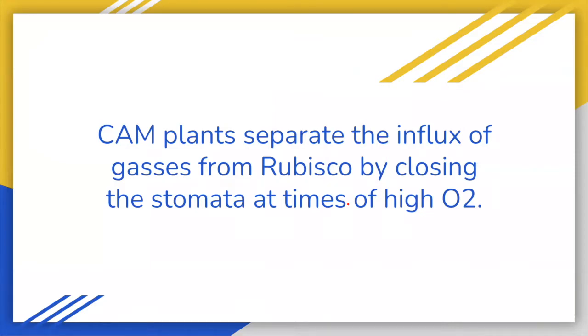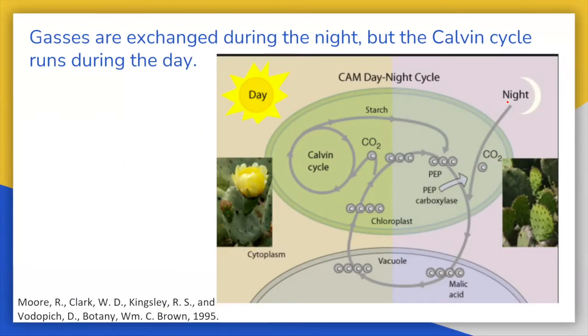CAM plants separate the influx of gases from rubisco by closing the stomata at times of high oxygen. So you tend to see this in plants like cactus, where the stomata are open at night. And so at night, carbon dioxide can enter. Oxygen will also enter, but it's not a great time of day for oxygen. The oxygen concentrations are lower at night. So carbon dioxide comes in at night.